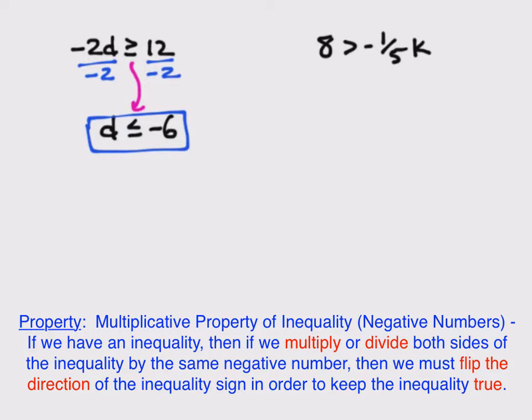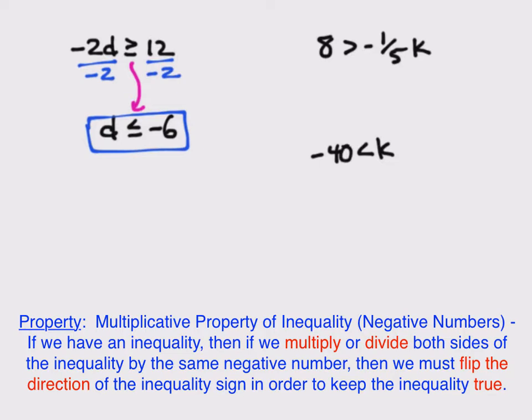In our second example, 8 is greater than -1/5 times k. We see that if k were exactly -40, then -1/5 times that would be equal to 8, and it would be just too big. We know that if k were -39, -38, -37, those would all work. In fact, any number greater than -40 would work. So we can already see that k greater than -40 is going to be our solution set.